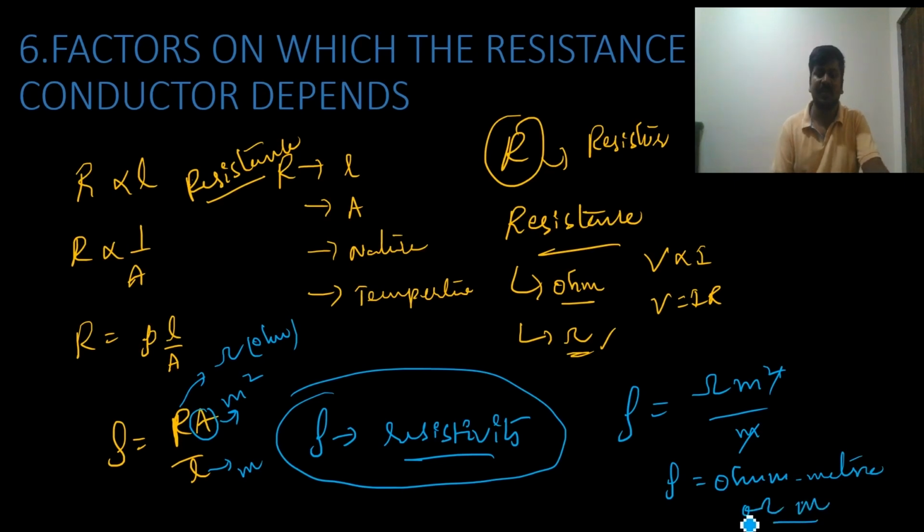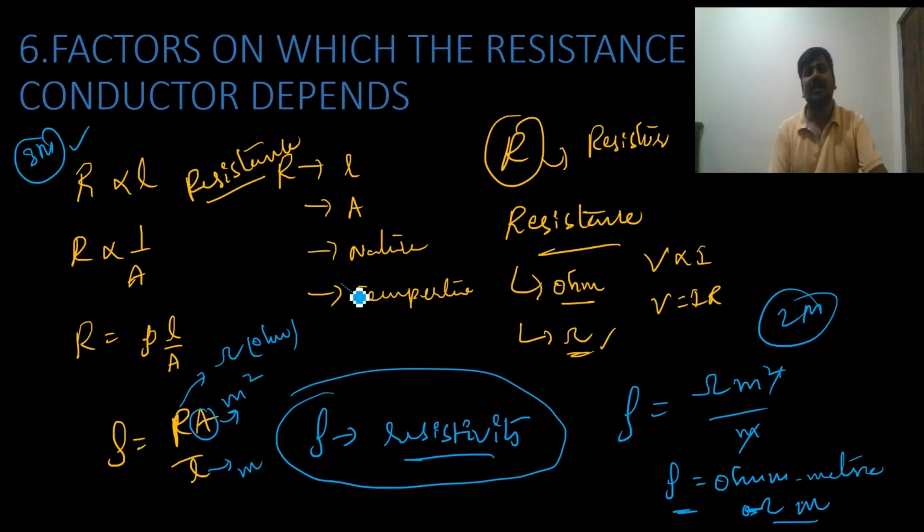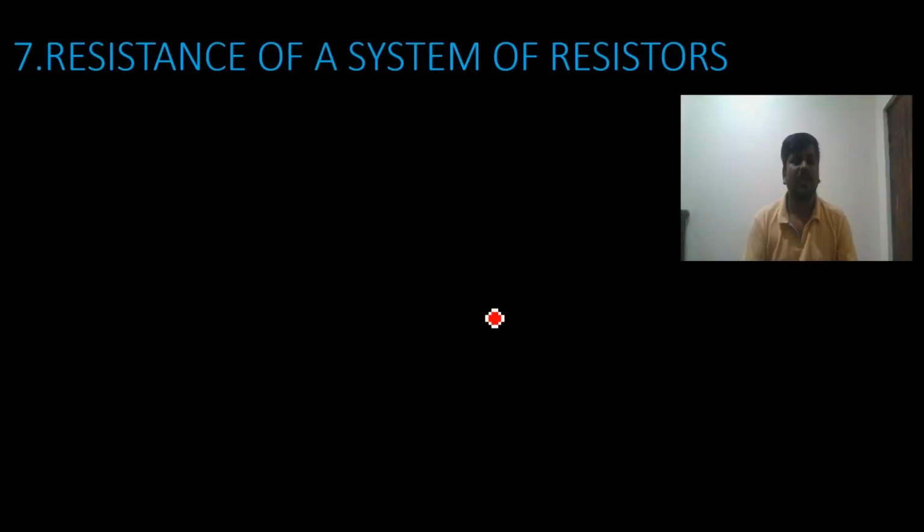So this is about the resistivity SI unit. Sometimes they will ask this in the exam also. Make sure that this derivation, especially this derivation, they will ask for 2 marks. And these factors they will ask for 3 marks in the exam. So make sure that you are learning all this.